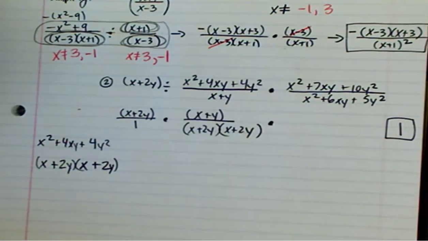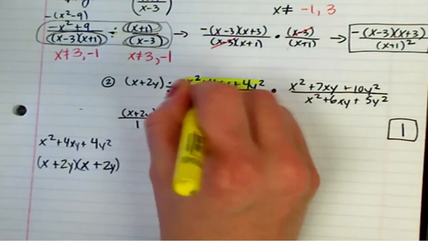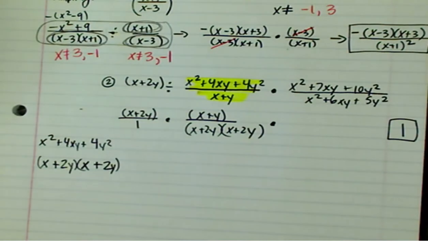Okay. Notice that this is the only one that I'm flipping right here. That's the only one that's going to flip. You're only dividing by one fraction, the middle fraction. The other one is multiplying.